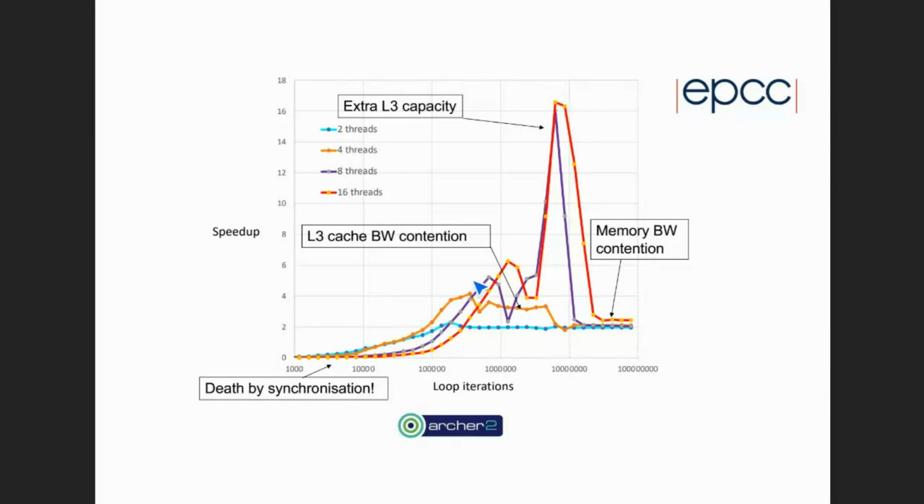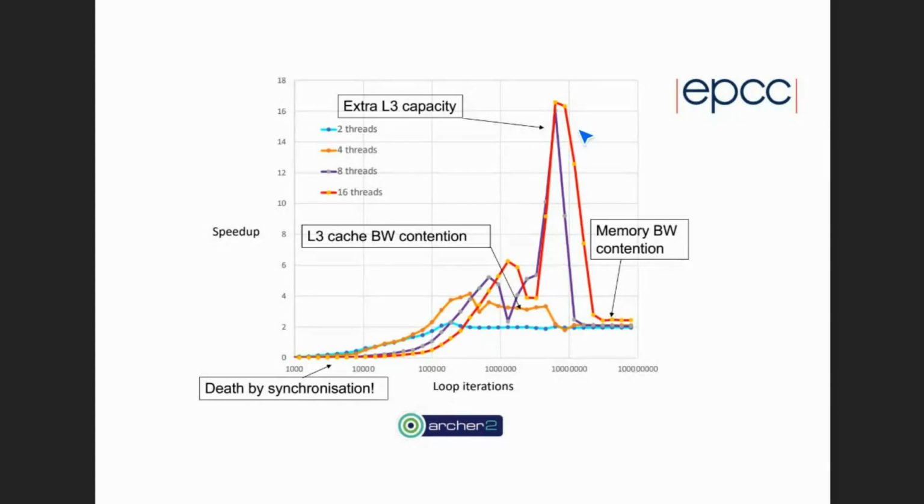And then for 4 threads, we get an initial climb and then a bit of wibbling about, and then at some point we get a very big increase. What's going on here is that we've now got 8 threads, so we've got twice the L3 cache, 2 L3 caches. At some point that array fits into 2 L3 caches, whereas it didn't fit into 1 L3 cache, which one thread had access to. So you get this massive spike in speed up, but it doesn't last.